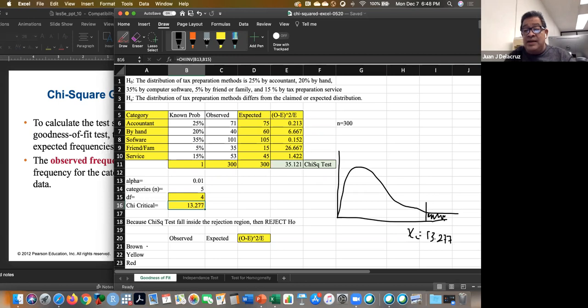And my chi-square test statistic is going to be something here, 35.1, right? So the rule that we already know: if the test statistic falls in the rejection region, we reject. If the test statistic falls outside of the rejection region, we fail to reject. So in this case, we are going to reject H naught.